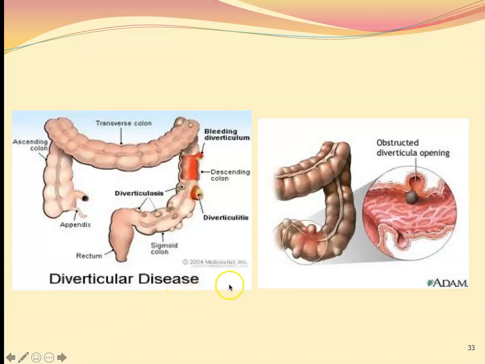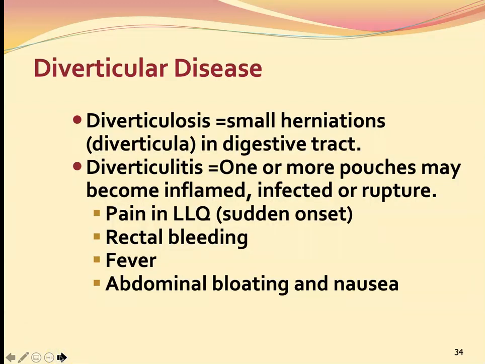This is a diagram of diverticular disease. You can review that. So basically, diverticulosis is small herniations in the digestive tract. And then diverticulitis is one or more pouches that become inflamed, infected, or ruptured. So this is a very important slide, and so review it and understand it.